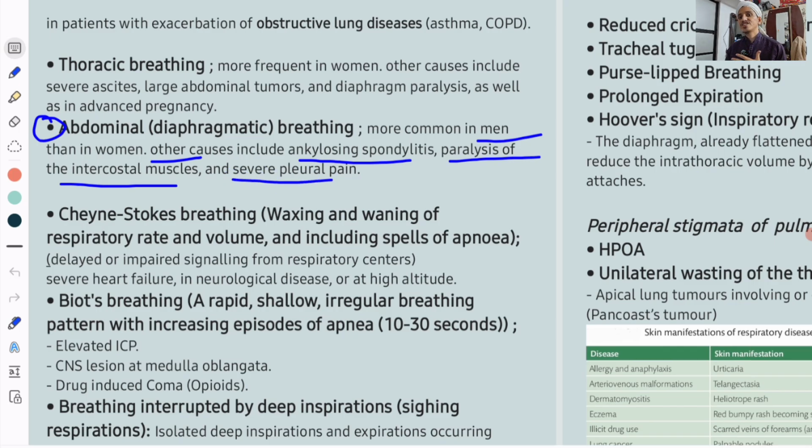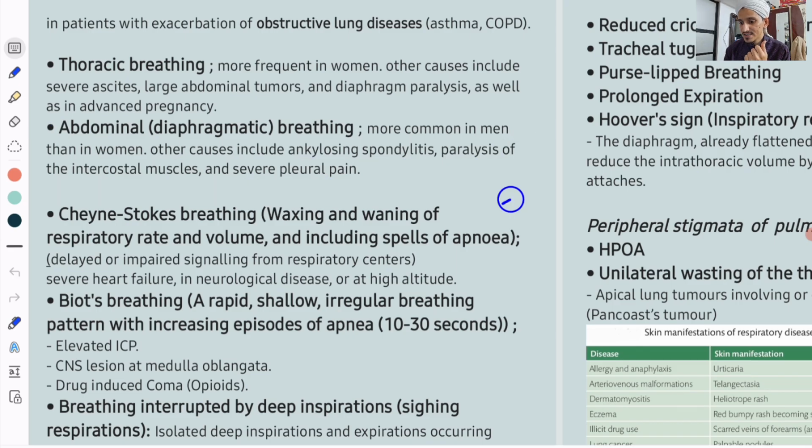If the patient has chest pain, he will not move the chest, so he will take breaths from the abdomen. So any abnormality with the chest will cause abdominal breathing, and any abnormality with the abdomen or diaphragm will cause thoracic breathing. Just remember this. I will just scroll it up.